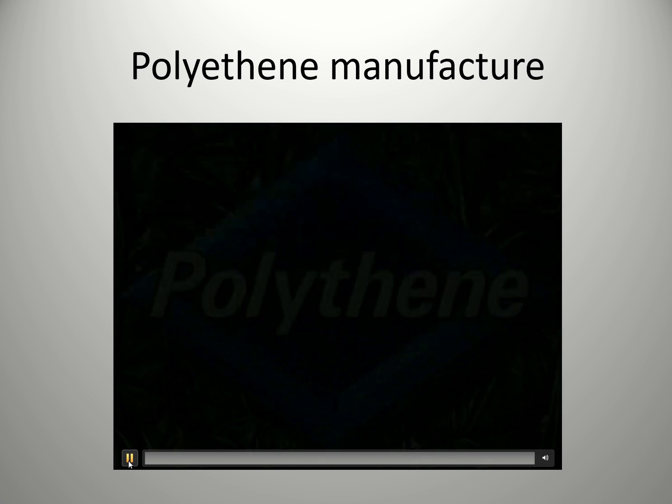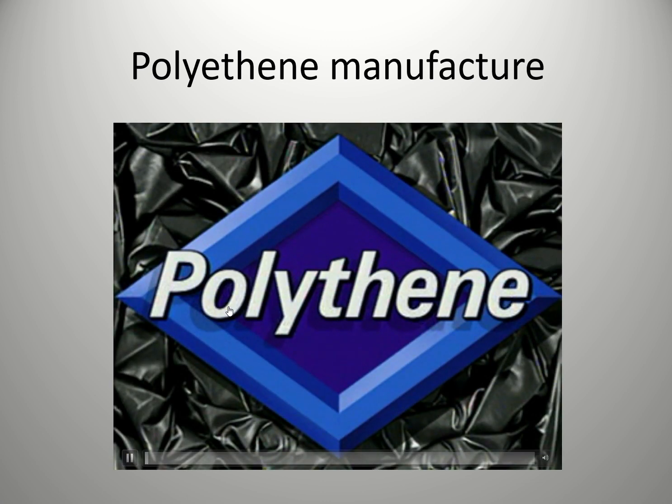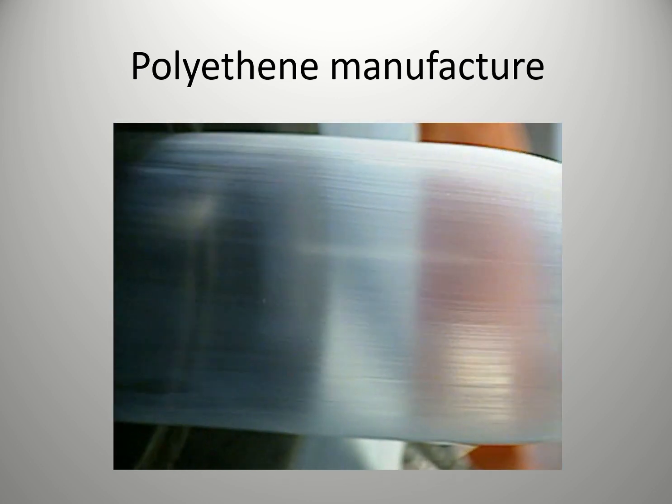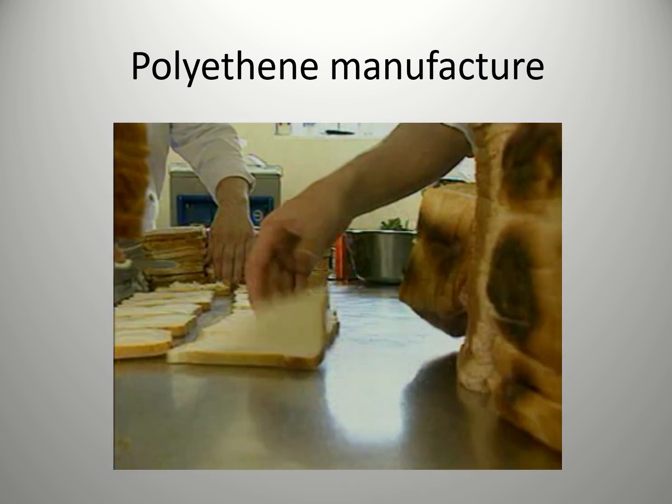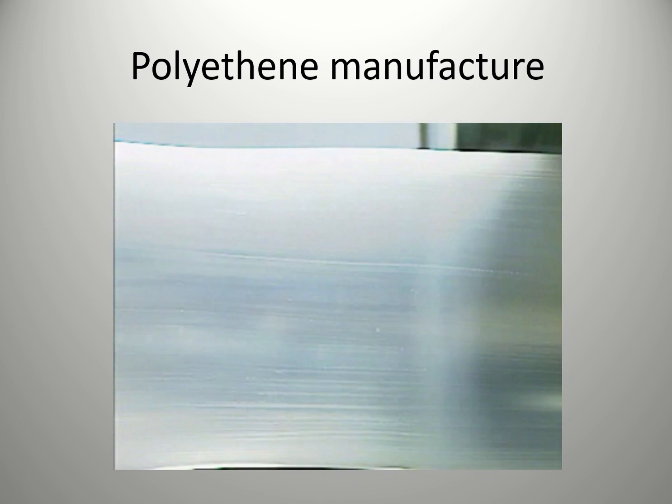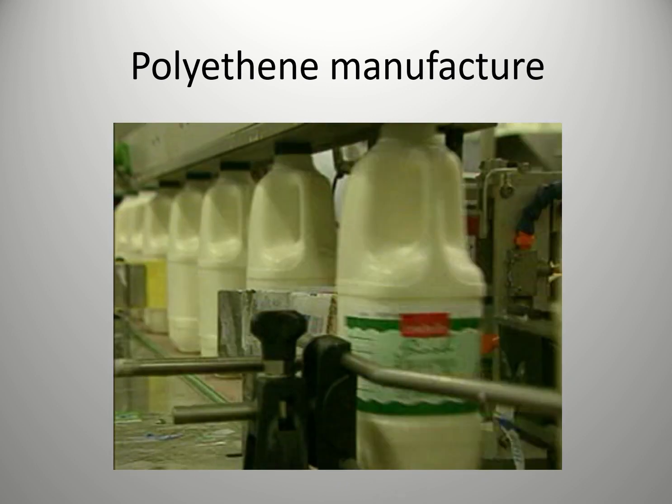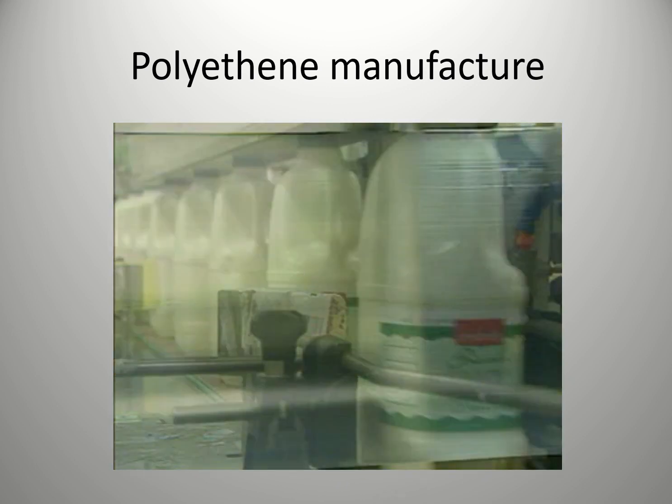Polyethene, usually called polythene, is an important thermoplastic material. The low-density form is used for a variety of purposes, including food and carrier bags. High-density polythene is used for bottles, buckets and pipes.